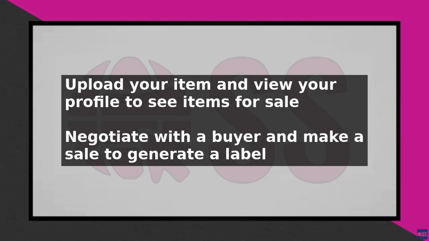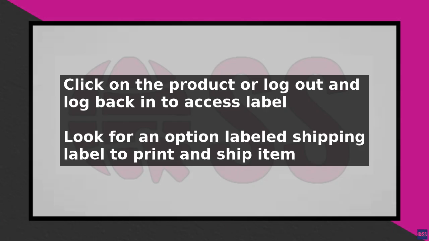The website will automatically generate a shipping label for sold items that require shipping. To access the shipping label, click on the product or log out and log back in. Then look for an option labeled Shipping Label or something similar. This process is necessary for shipping sold items, and the website will provide the necessary label once a sale is made.